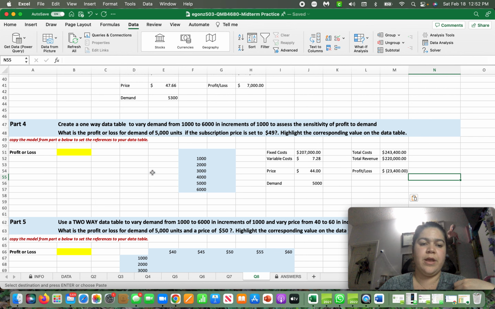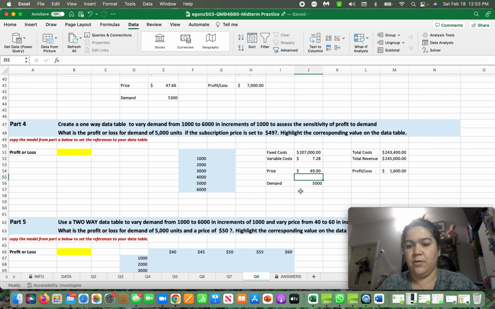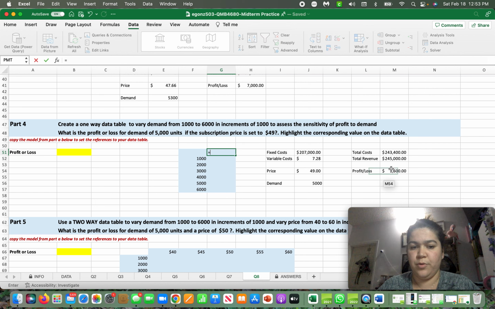It says here, create a one-way data table to vary demand from 1,000, to assess the sensitivity of profit to demand. What is the profit or loss at a demand of 5,000 units? This is the demand, these are the subscriptions. So they want this one when the subscription is priced at 49. So we're gonna change here to 49. Then we're gonna go here and reference the profit and loss, right here.